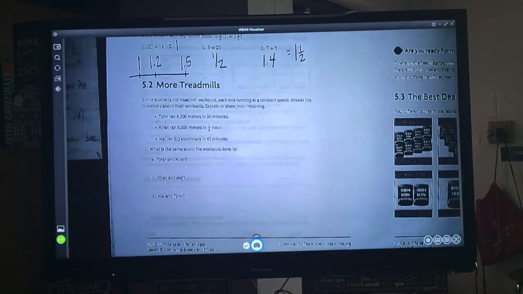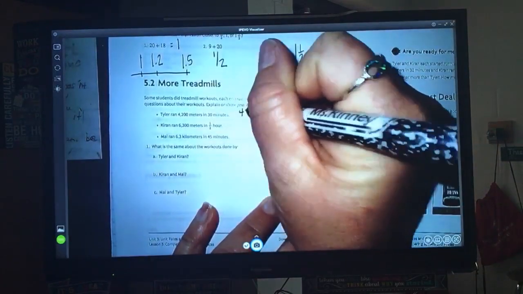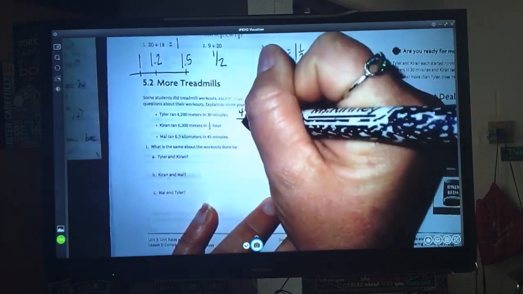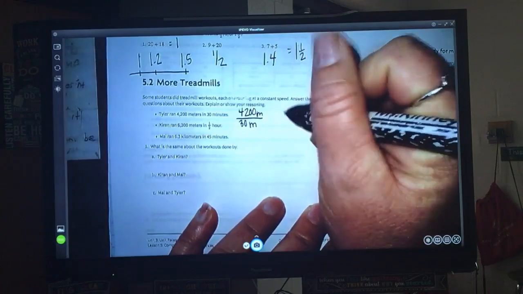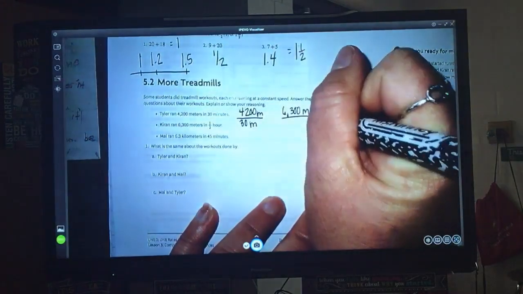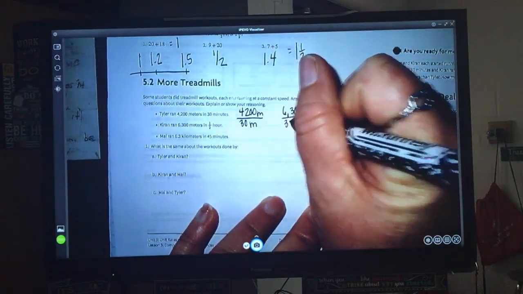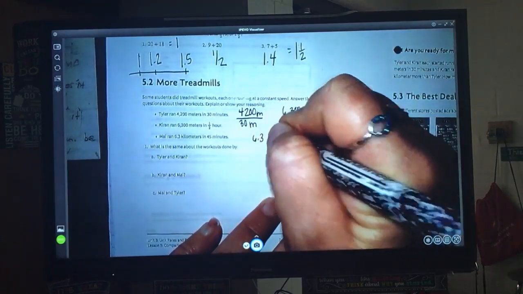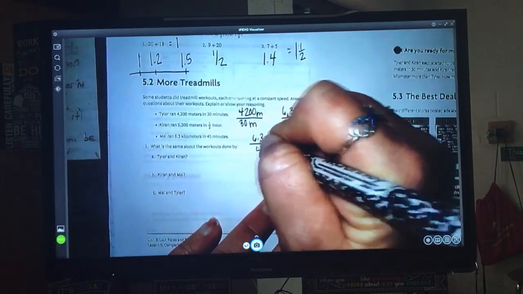All right, guys. All right, so let's go ahead and go over 1 through 3. Before we get started, your rates for each one of these. So for Tyler, it is 4,200 meters in 30 minutes. For Kyron, it's 2,300 meters in 30 minutes. And for the last one, it's 6 and 3/10 kilometers in 45 minutes.